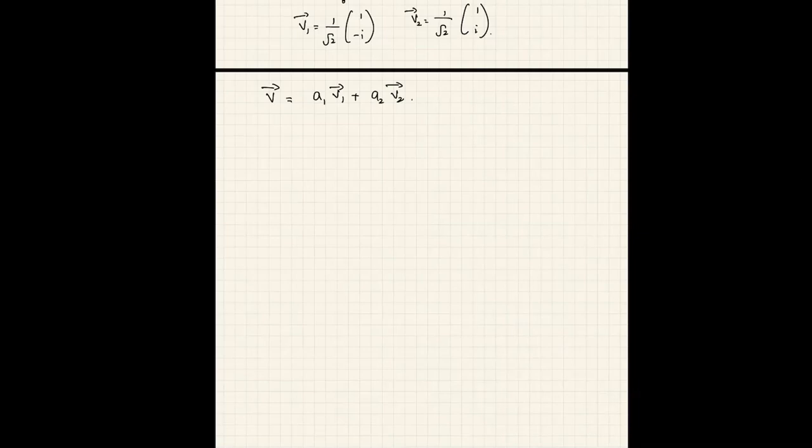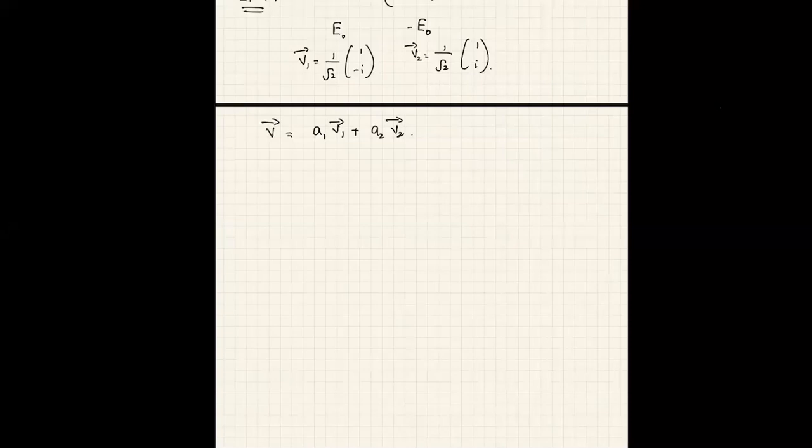So the question is, what is the number of students who will get the value E0, and what is the number of students who will get the value minus E0? Okay, so we have to develop a rule to measure these two probabilities. So how do we measure them?